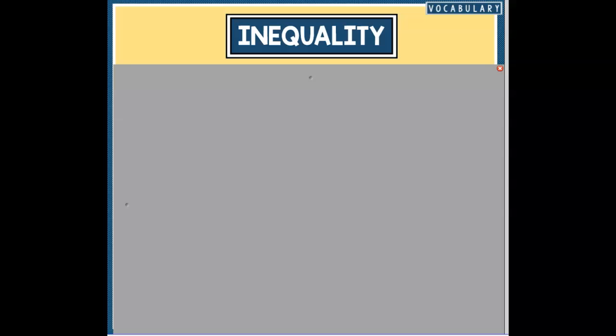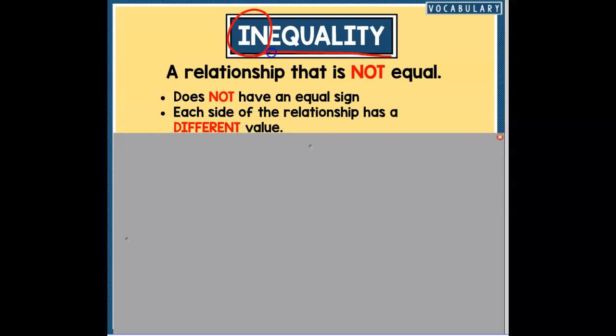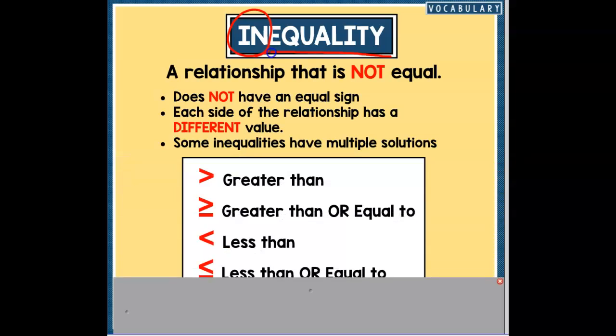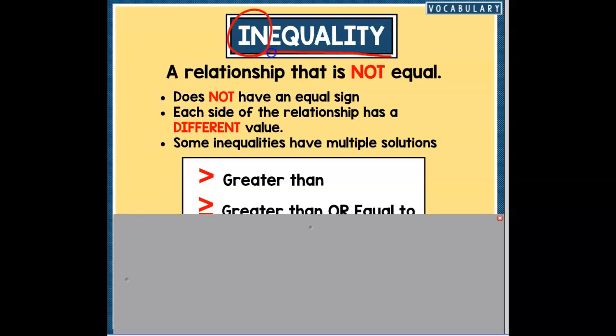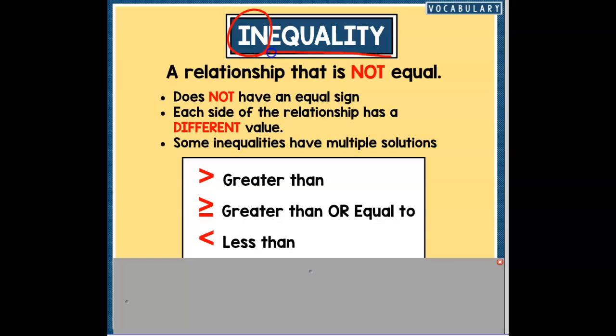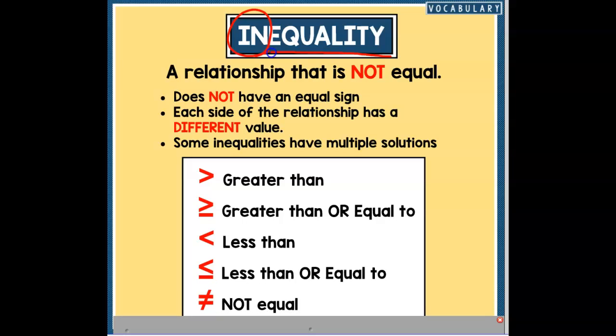An inequality. Talk to your table partner about what does an inequality mean again. I see the word equality, which we talked about, and now I have a prefix in front of it. What does that mean in math? An inequality is a relationship that is not equal. So the two sides of the balance are not the same. It does not have an equal sign, and each side of the relationship has a different value. Some inequalities have multiple solutions, and we'll talk about that a little bit later. So remember their symbols from yesterday: greater than or equal to, less than or equal to, and not equal to.